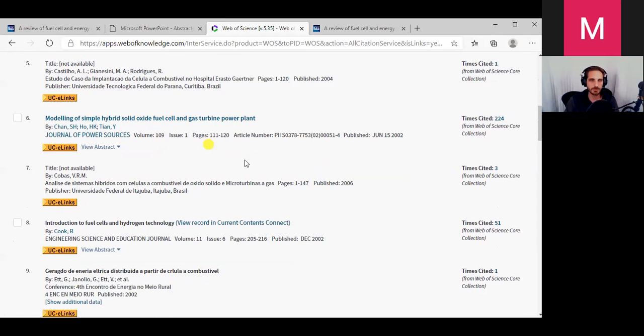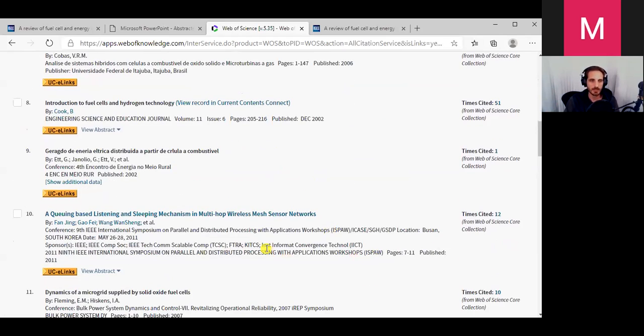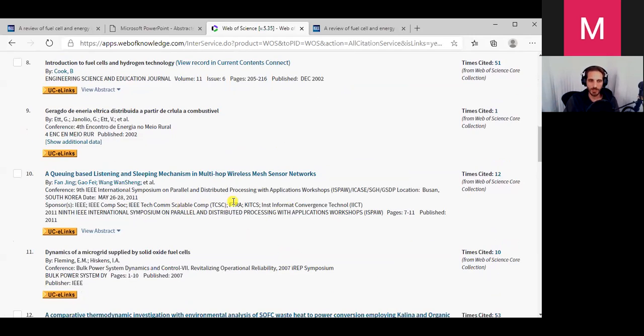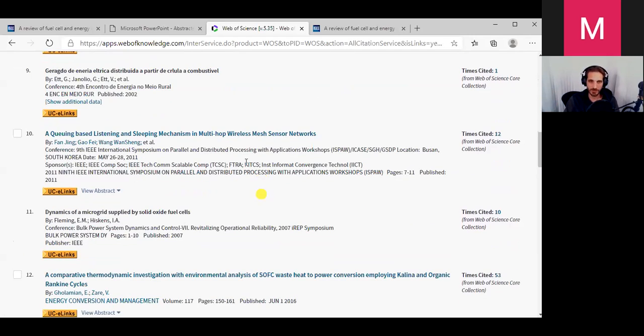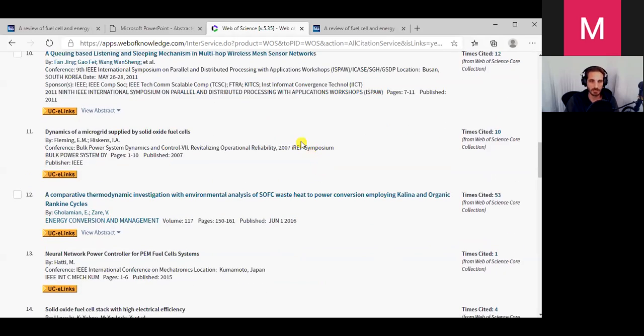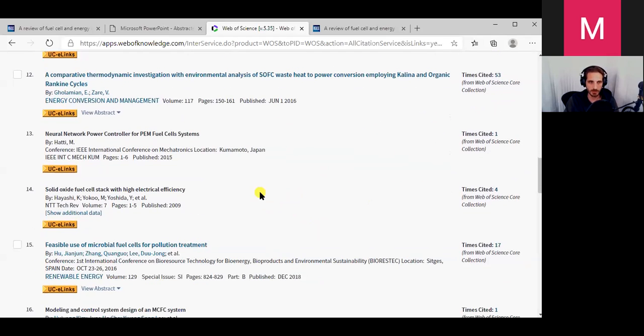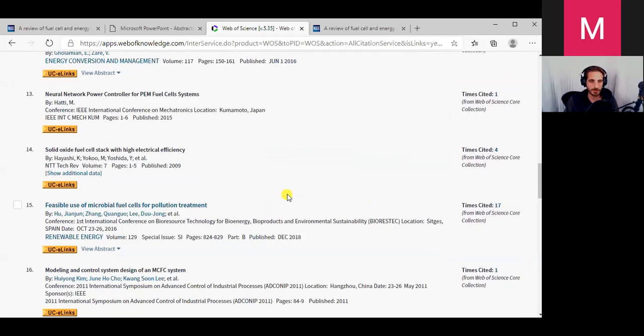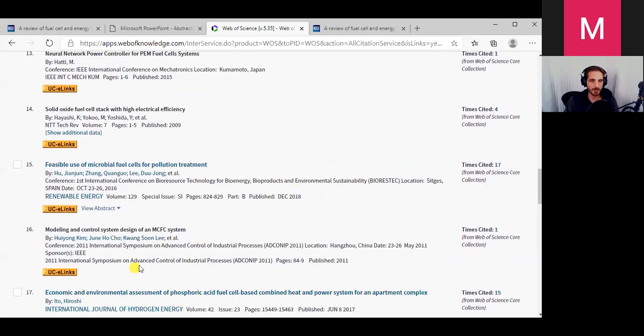Modeling of simple hydrogen solid oxide, not bad. I don't even know what a listening and sleeping mechanism is, nor how it has anything to do with a wireless mesh sensor network. Solid oxide fuel cell waste heat seems like it could be getting a little bit closer. Microbial fuel cells for pollution treatment.